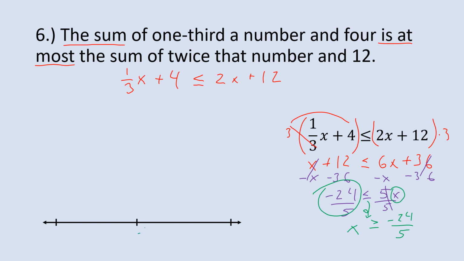Okay, so negative 24 fifths, that's negative 4.8. So we would want negative 4 on this side, negative 5 on that side. Those are our integers surrounding that number. We want to color it in, a closed circle, since it has that "or equal to" sign, and it's pointing that way, so we're going to shade to the right.